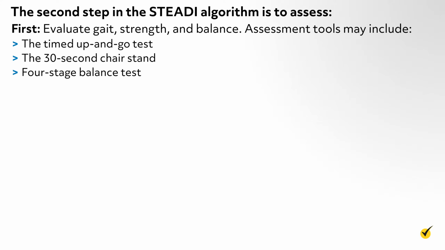If there's evidence of poor gait, decreased strength, or poor balance, then the interventions may include a referral for physical therapy and/or evidence-based exercise or fall prevention programs. Some individuals may require assistive devices such as walkers or canes.